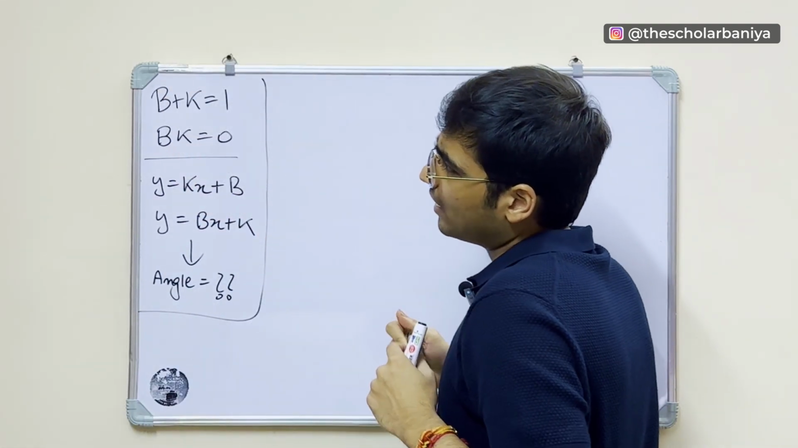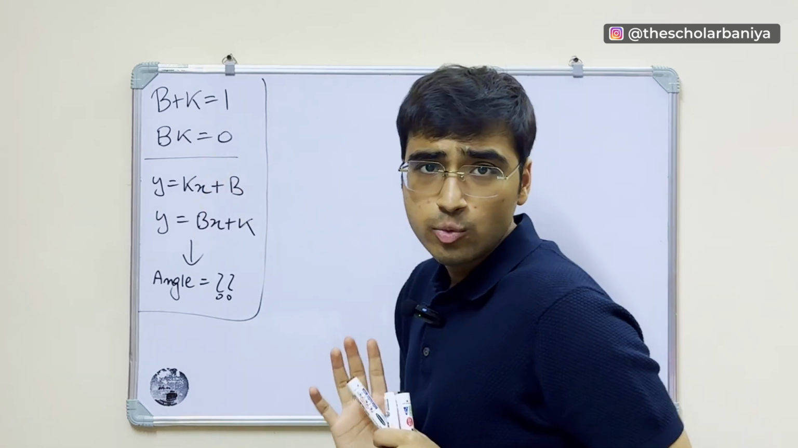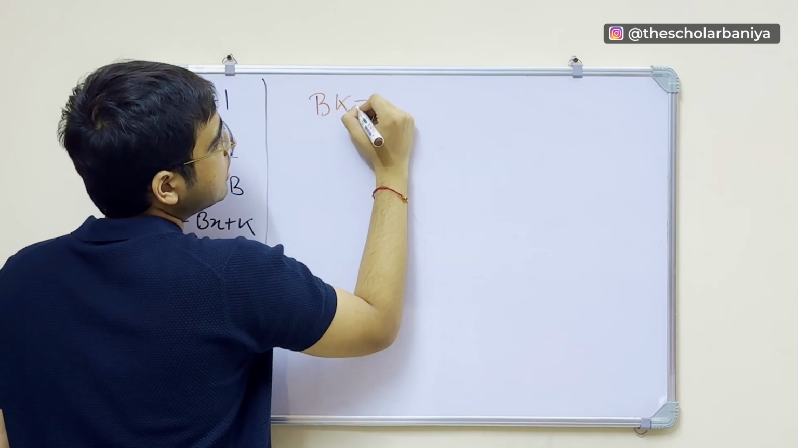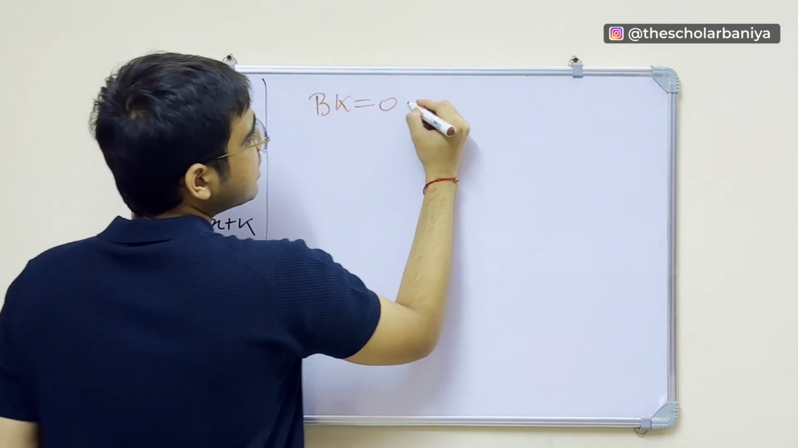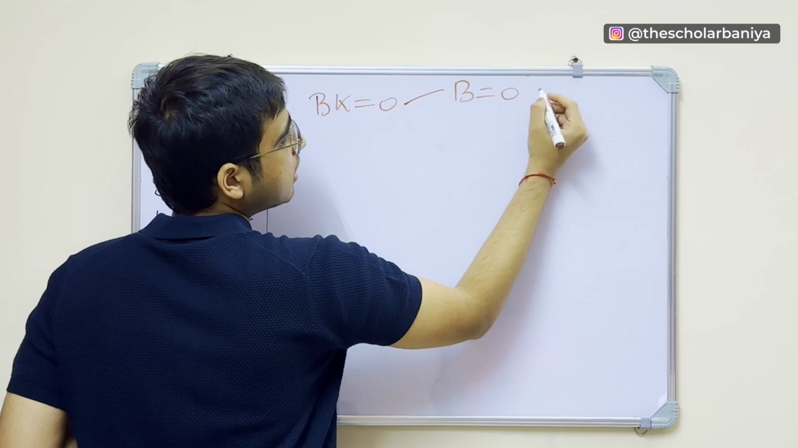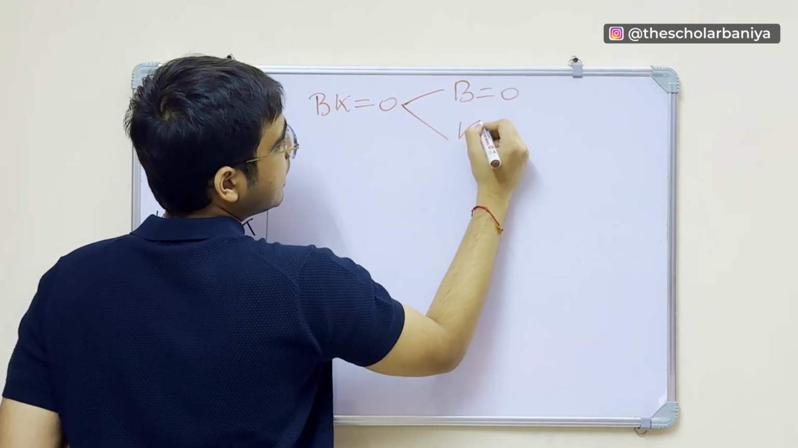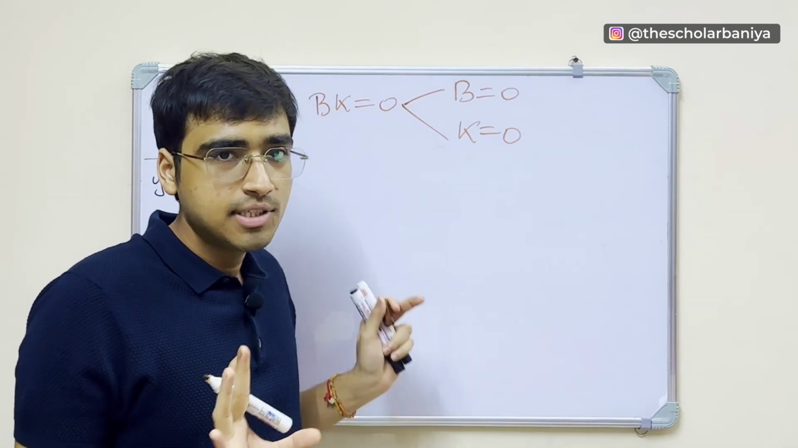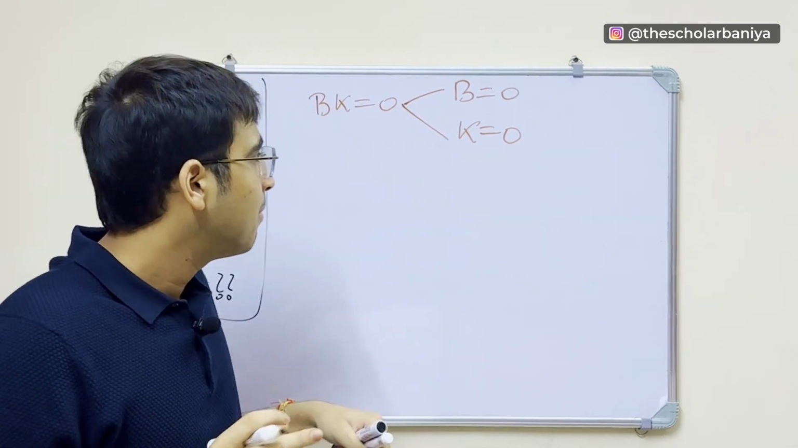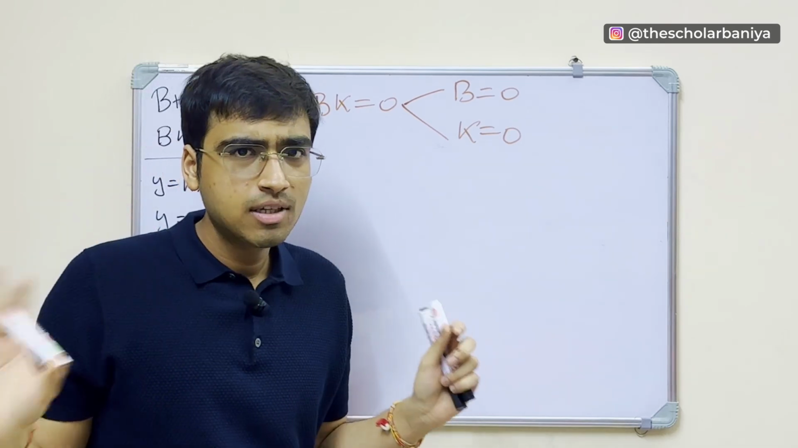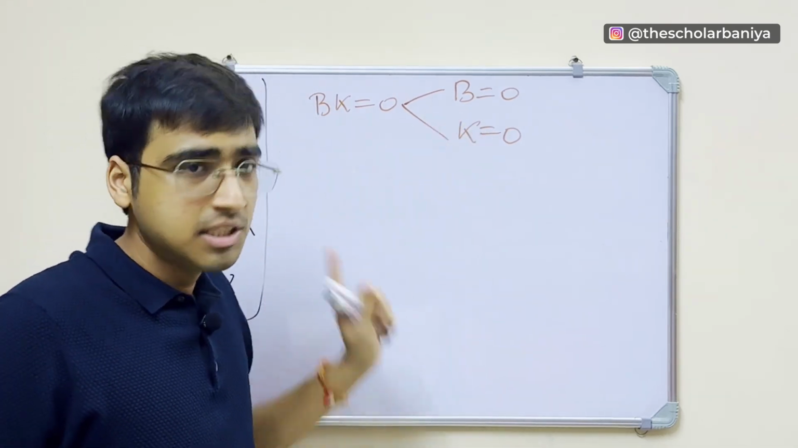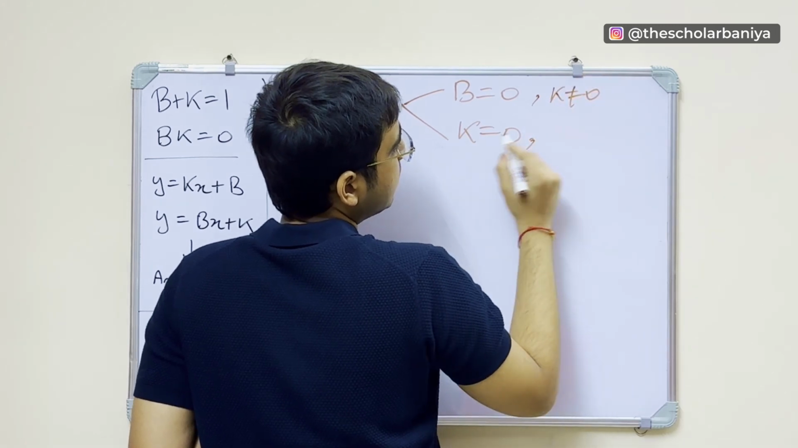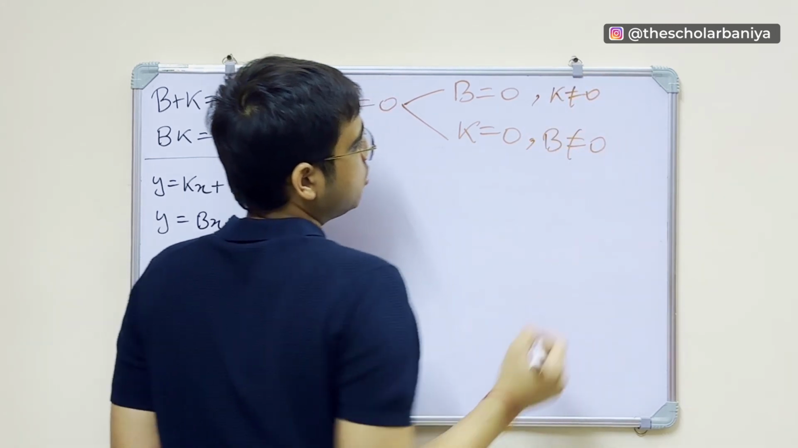So tell me one thing, that bk is equal to 0. This means either b is equal to 0 or k is equal to 0. Any one thing has to be 0. I mean, both things also can be 0, but that will not be the case probably. So let's assume either b is equal to 0 and k is not equal to 0, or k is equal to 0 and b is not equal to 0.